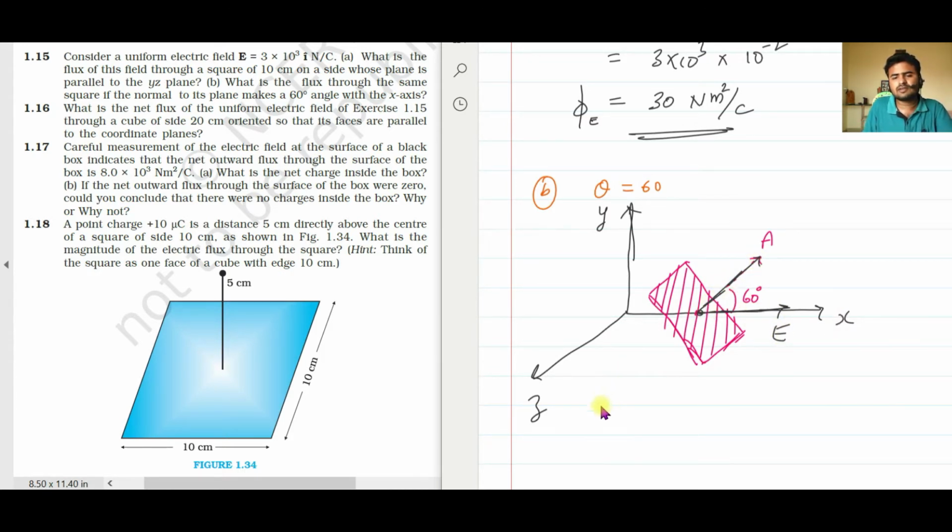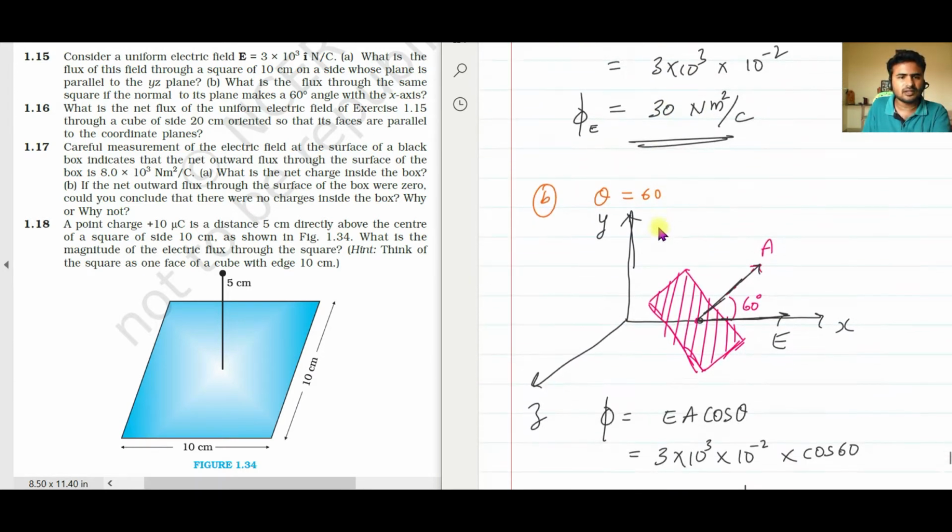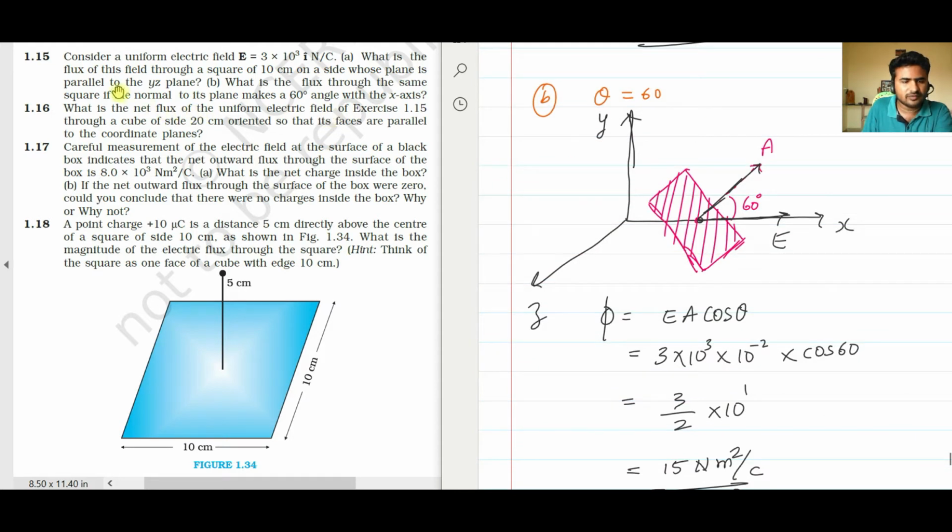Now the flux will be EA cos theta. E is 3 × 10^3 and area is 10^-2, times cos 60, which is 1 by 2. So it will be 3 by 2 into 10^1, since 10^3 into 10^-2 is 10^1. Basically it is 1.5 into 10, so it is 15 Newton meter square per coulomb. That is the answer for sub question B, half of whatever we got earlier. All right, that is the answer for question number 1.15. Now let's move on to question number 1.16.